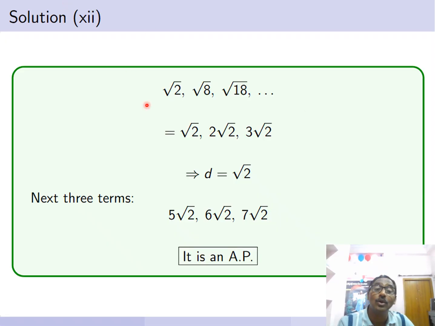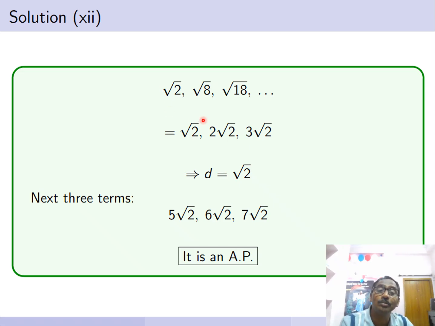Solution for 12th one: root 2, root 8, root 18 and so on. So this is root 2, here 2 root 2, here 3 root 2. So common difference D is 2 root 2 minus root 2, you are getting root 2. 3 root 2 minus 2 root 2, you are getting root 2. Therefore, common difference D is root 2. For the next three terms, you are adding root 2 each time. In that way you will get the next three terms.